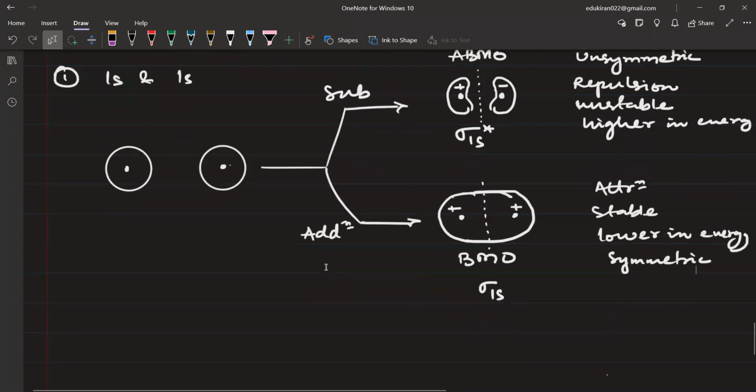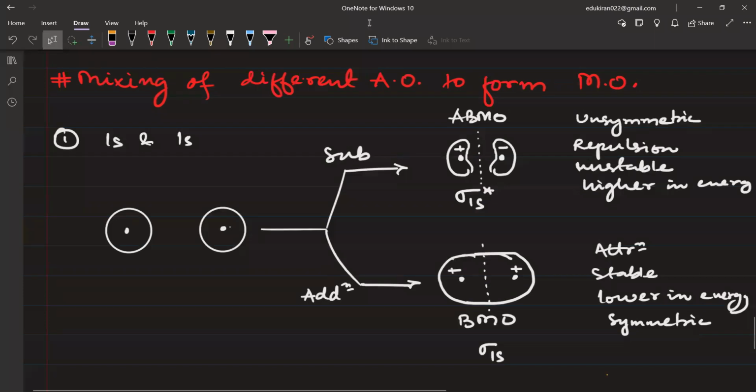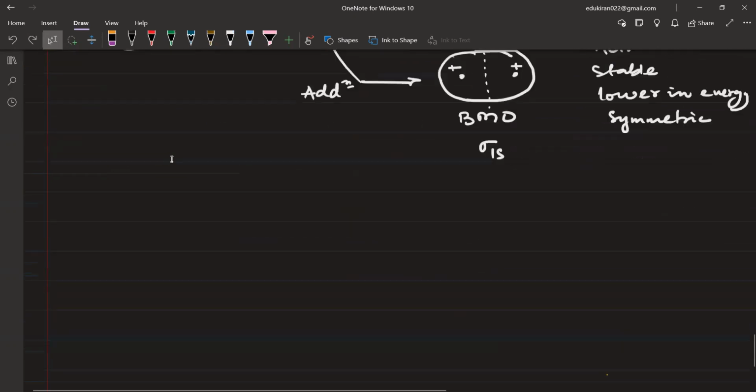1s and 1s can only combine with each other on the internuclear axis. They combine along the internuclear axis only, that is this one axis, between the two nuclei. They can combine like this only.